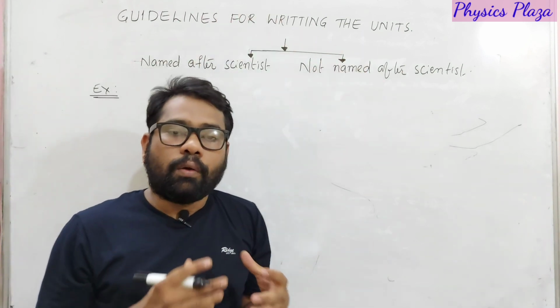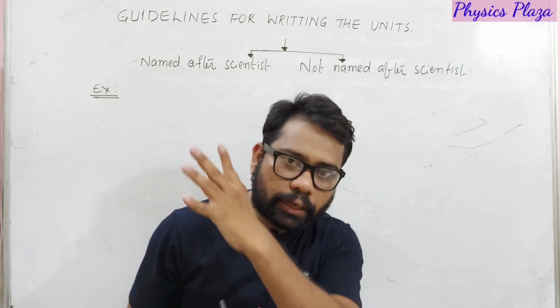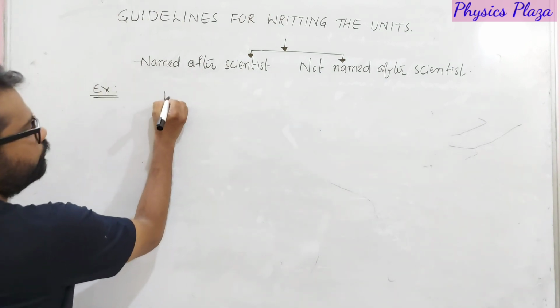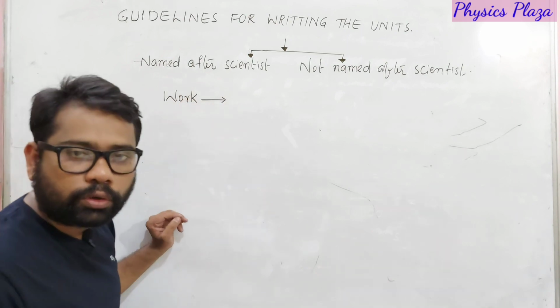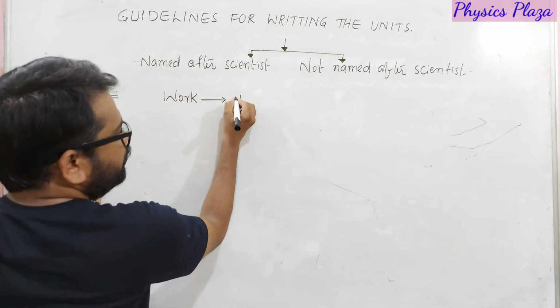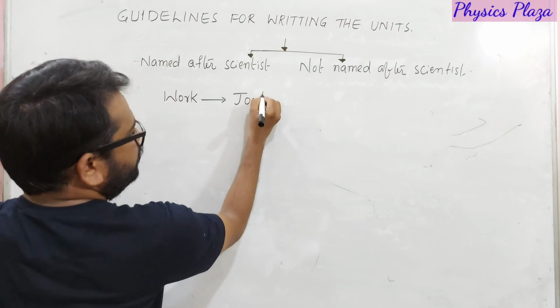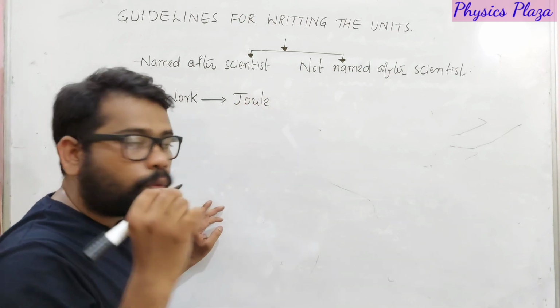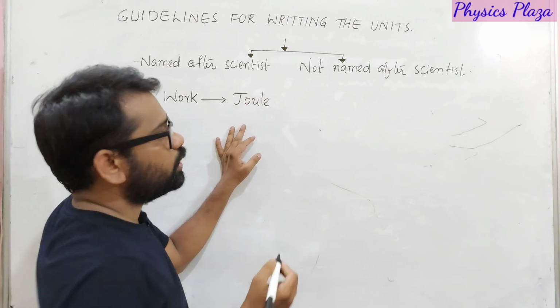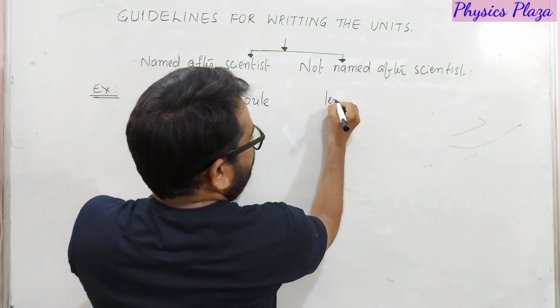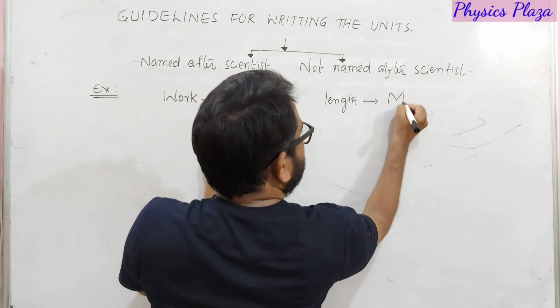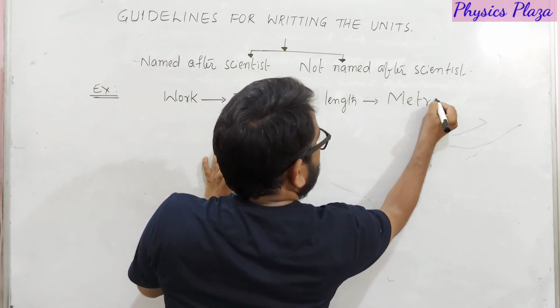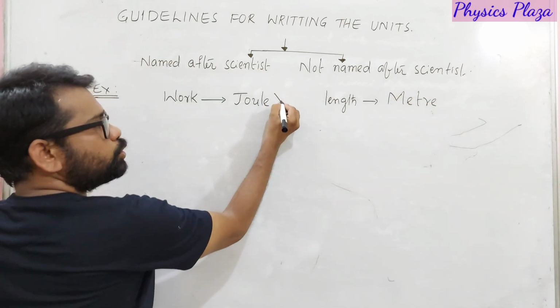Suppose, dear children, what is the unit of work? We know that it is the joule. Here some children will write it like this, capital J Joule. And what about the unit of length, dear children? The SI unit of length is the meter. Some children will write it with a capital M. So actually these 2 are wrong.